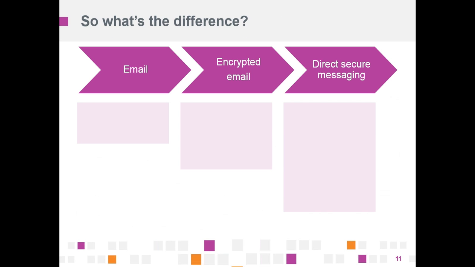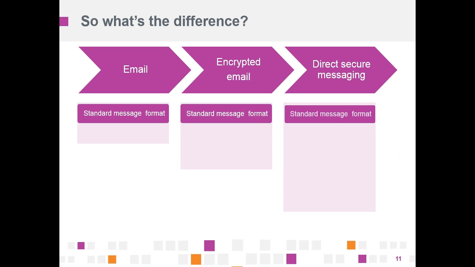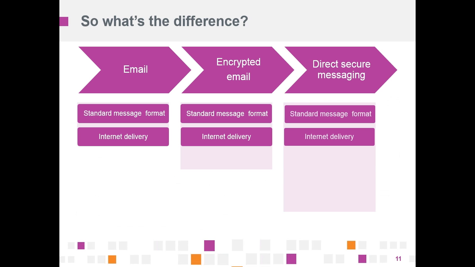Since we're going to compare all three: traditional email, encrypted email, whatever mail encryption solution you might have, and direct secure messaging. Well, all three use a standard messaging format. It's a MIME compliant format, and basically that means it has a to field, a from field, a subject line, has the ability to move attachments, has a message body and things like that. All of them use the internet to deliver the message. Now this is where we start seeing differences.